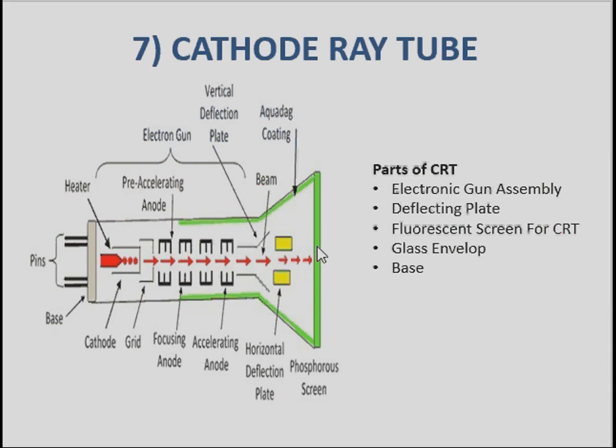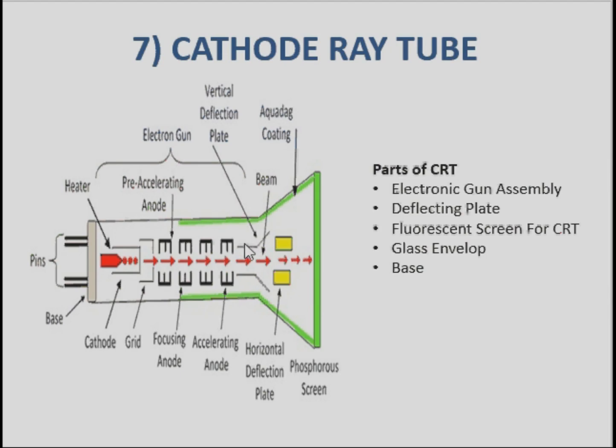The screen used in this cathode ray tube is a fluorescent screen, which is coated with phosphor material. This phosphor material has the property of converting electrical energy into light energy. Here the energy level of the phosphor crystal increases whenever the electron beam strikes the screen. Hence light is emitted during this process. That phenomenon is called fluorescence.